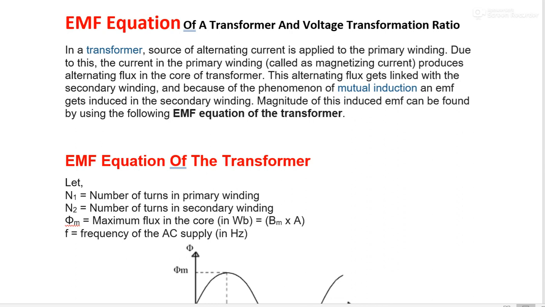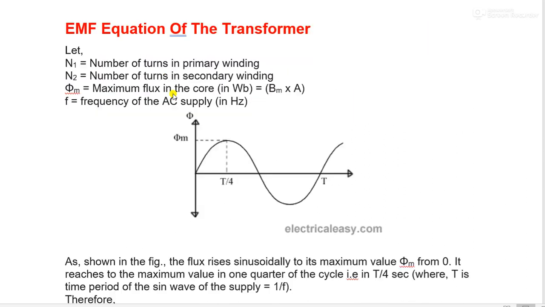The magnitude of this induced e.m.f can be found by using the e.m.f equation of a transformer. Let's see the e.m.f equation of a transformer by reference to the AC input cycle, where we get an e.m.f by Faraday's laws of electromagnetic induction. There we stated E is equal to N d phi by dt, where N is the number of turns of the coil, and d phi by dt is the rate of change of flux linkage with the primary and secondary. Let N1 be the number of turns in the primary winding, N2 the number of turns in the secondary winding.